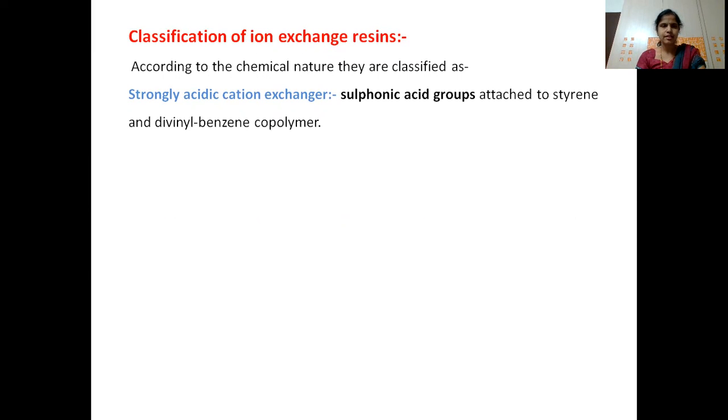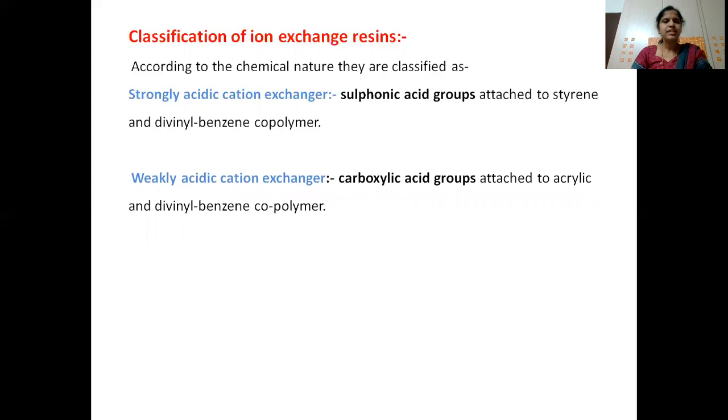For the strongly acidic cationic exchangers, we can use sulfonic acid groups which are attached to a styrene and divinyl benzene polymer. So the resin is made up of styrene and divinyl benzene. The backbone of that resin is made up of styrene and divinyl benzene, and to that, these sulfonic groups will be attached. So that will act as a strongly acidic cationic exchanger.